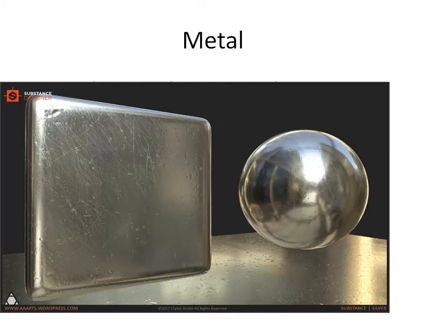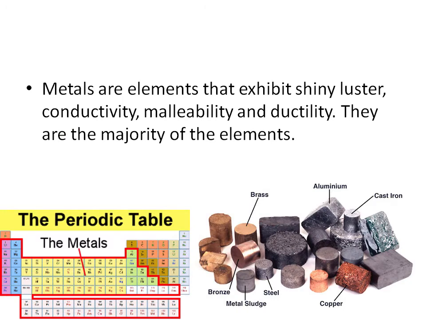The most common kind of element are metals. They take up most of the periodic table. They are elements that have a shiny luster. They conduct both electricity and heat very well. They are malleable, which means they can be flattened out and put into different shapes. And they are ductile, which means they can be stretched out into wires.